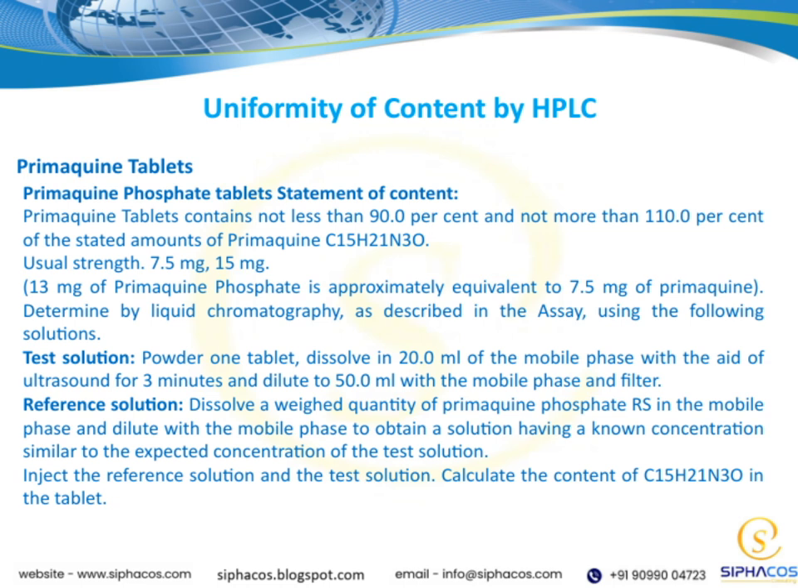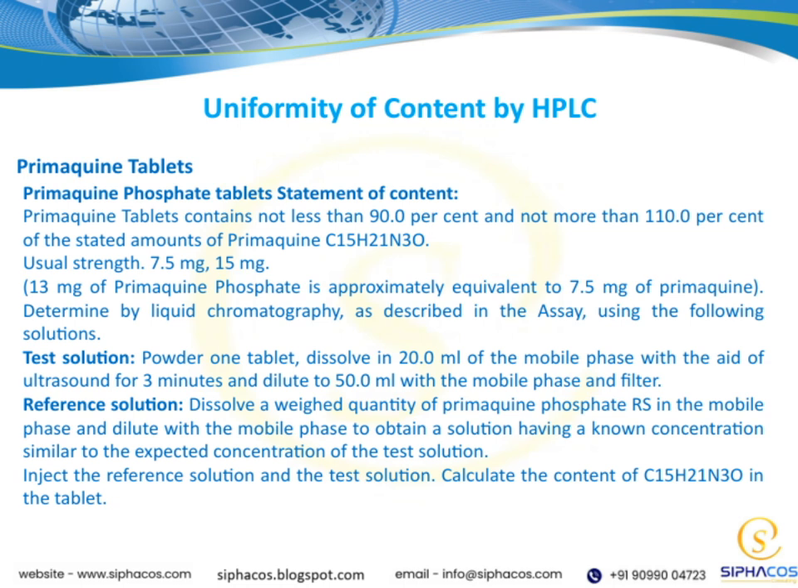To determine the actual content, we use liquid chromatography, as described in the assay method. The process involves preparing a test solution by powdering one tablet, dissolving it in 20 ml of mobile phase with ultrasound for about 3 minutes, and then diluting the solution up to 50 ml with the mobile phase before filtering. For the reference solution, we dissolve a weighed amount of primaquine phosphate reference standard in the mobile phase, and dilute it to match the expected concentration of the test solution.